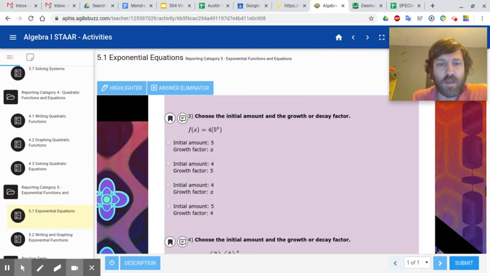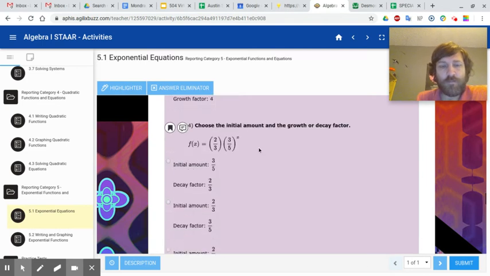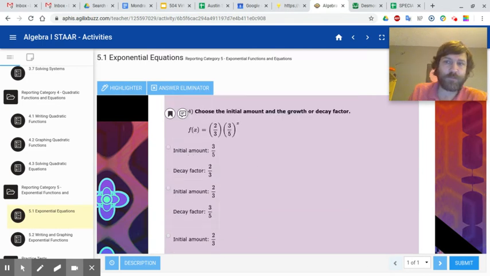Jumping down to number 3 and 4, I'll do number 3 for you and leave 4 for you to do on your own. But all you need to know is this. When we talk about the initial amount versus the growth or decay factor of an exponential function, the starting amount is what comes first. It is the thing that is just by itself. It doesn't have an exponent on it. The growth factor is the thing that has an exponent on it. So the 5 is our growth factor because it's 5 to the x. And then 4 is the initial amount. And so we're going to choose answer choice B. That's what you do for number 4. I'll let you do that one on your own.